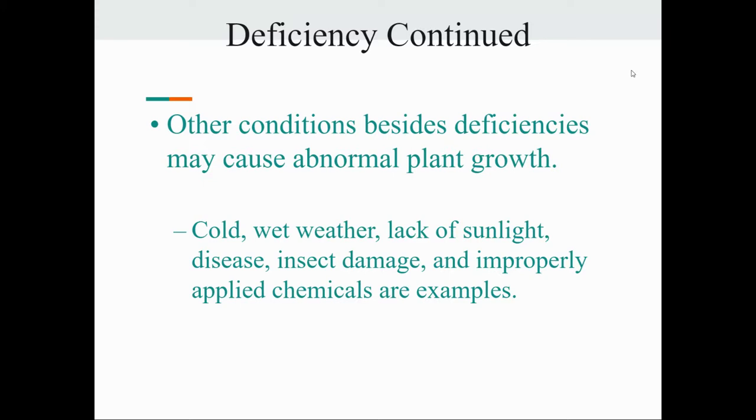Other conditions besides deficiencies may cause abnormal plant growth. You can have too wet, too cold, lack of sunlight, maybe some disease have set in, insect damage, which is always a problem, or improperly applied chemicals are some examples.